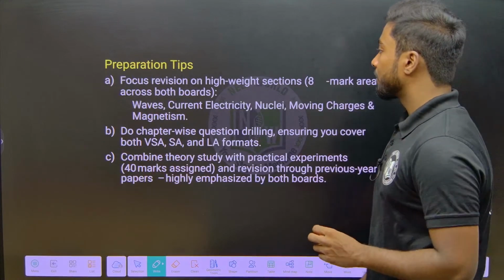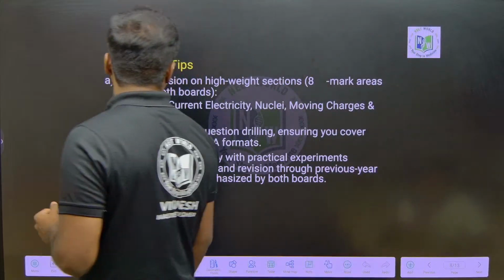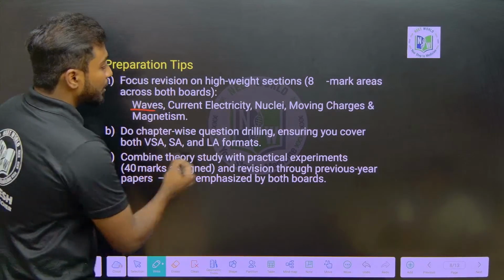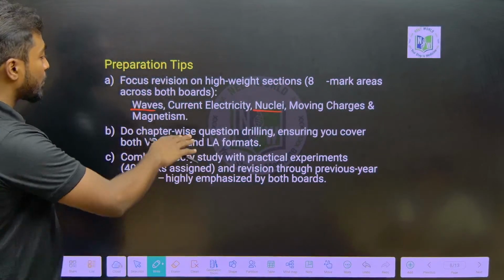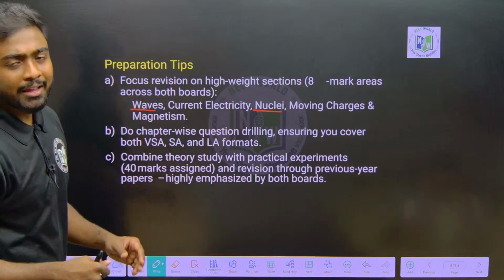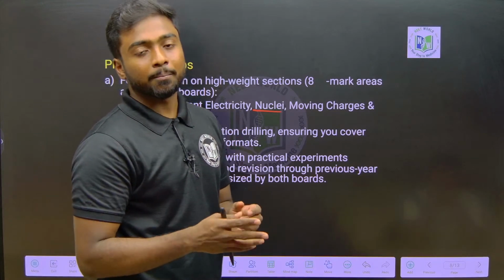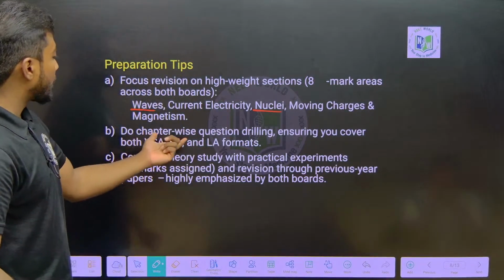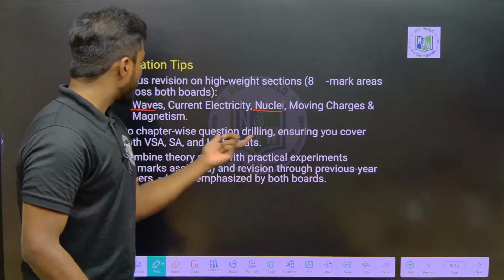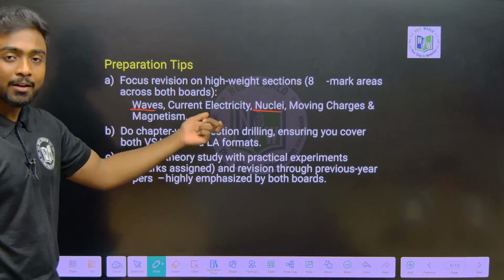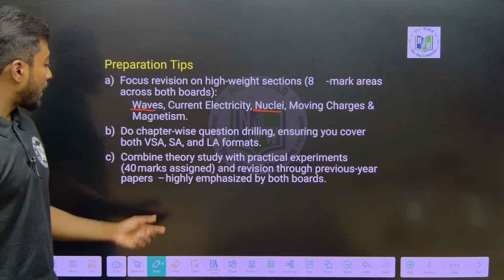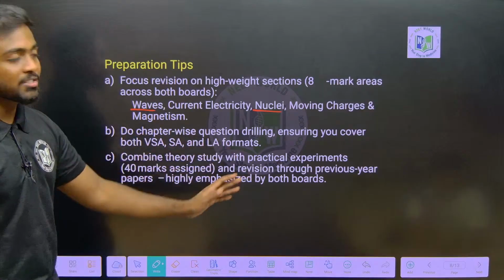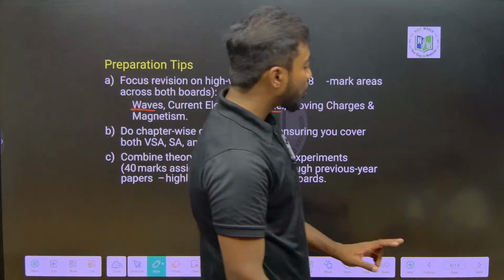So preparation tips: focus revision on high weightage topics, that is the 8 mark questions, waves and nuclei. The remaining, like current electricity and moving charges and magnetism, have more marks, but the pattern will be very short answer or short answer questions. Do chapter-wise questions, ensuring you cover both very short answer and long answer formats. Combine theory study with the practical experiment, where 40 marks are assigned and 60 marks will be theory. Okay, this is about the 12th.